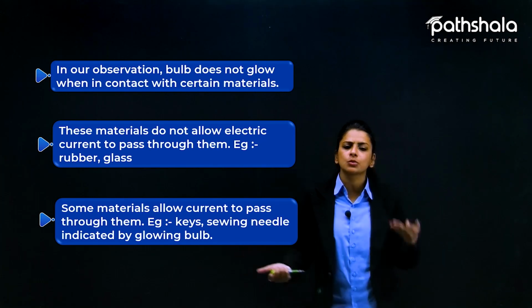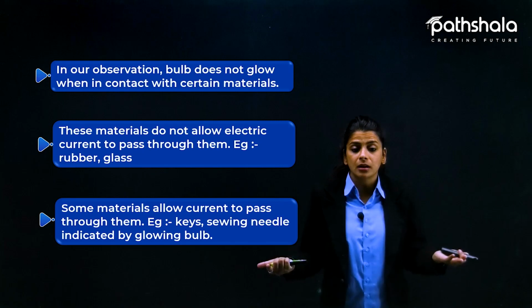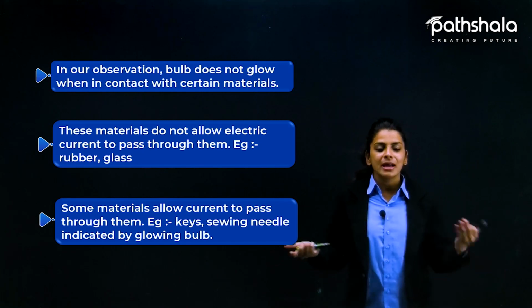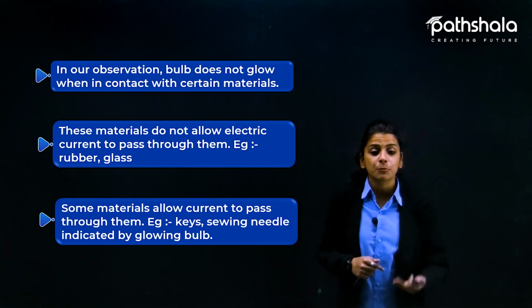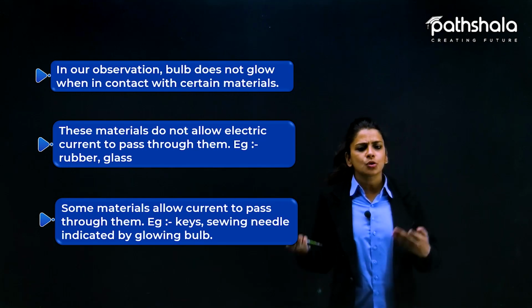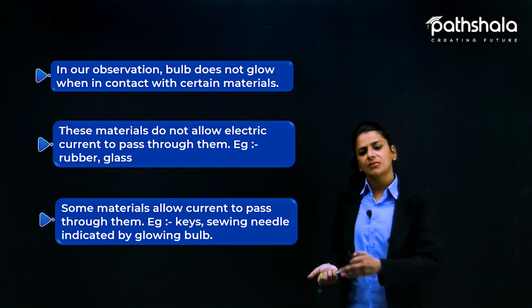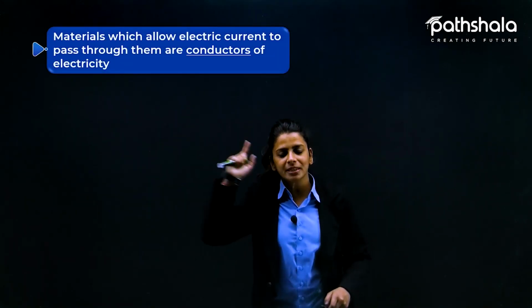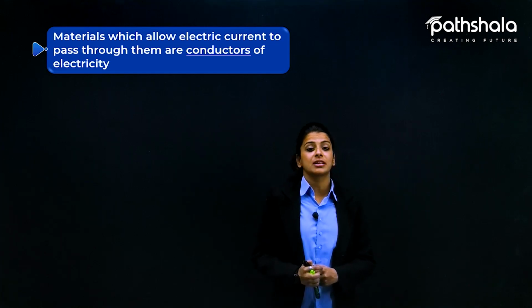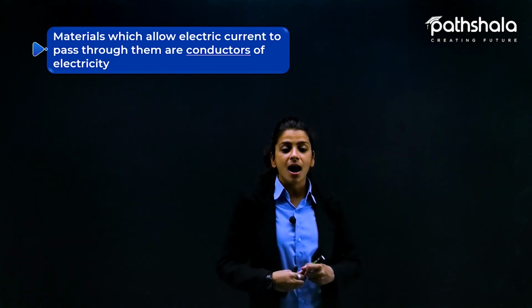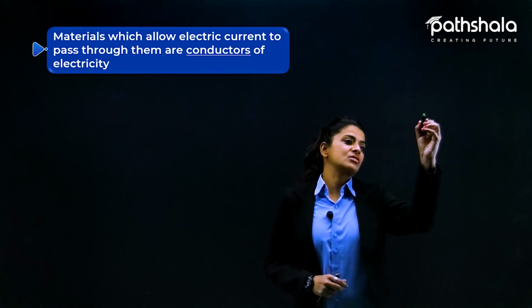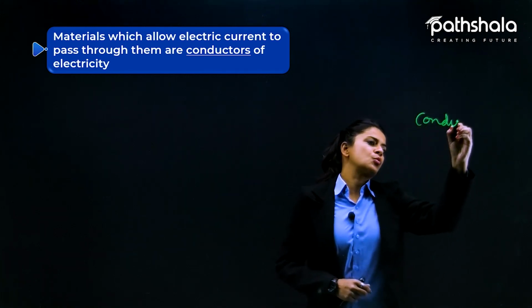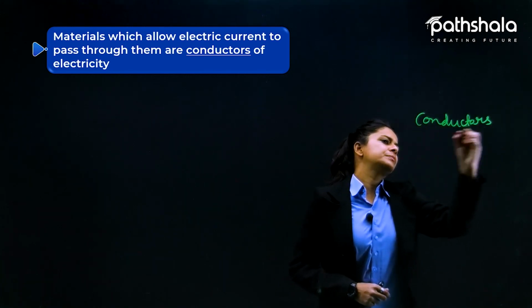हमें कैसे पता लगा कि उनके through वो electricity pass कर रहे हैं? Because the bulb was glowing. For anything material which is made up of metal, iron, so here we saw that the bulb was glowing. So now comes the most important part, that materials which allow electric current to pass through them are called conductors of electricity. Conductors what? What do you mean by conductors?